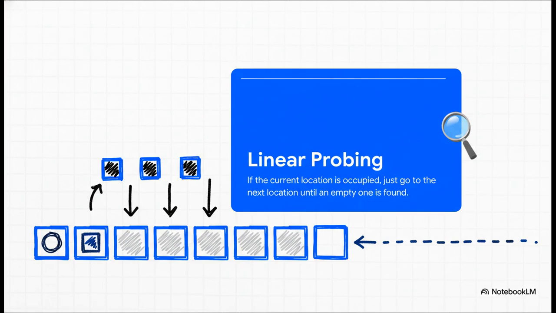Okay, let's start with the most straightforward method of open addressing. It's called linear probing. And the logic is about as simple as it sounds. If the spot your key hashes to is already taken, you just check the very next spot in line. If that's taken, you check the next one, and so on, until you find an empty spot.